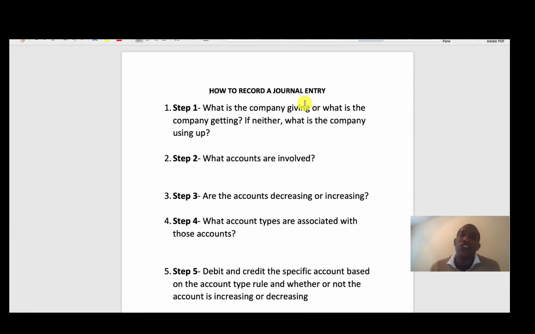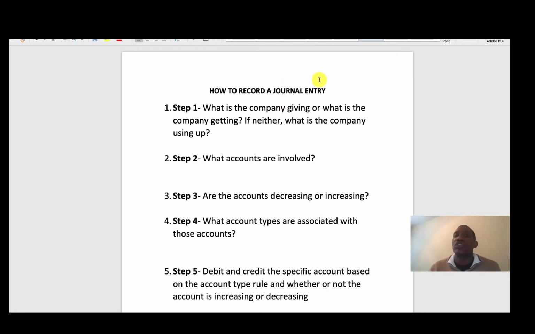Okay, so how do you record a journal entry? First, step one is a journal entry is based on a transaction. So what a journal entry is, you go into the store and you buy something. You would just say, okay, I bought some candy from the store. Well, an accountant wouldn't do that. An accountant would take that transaction and enter it as a journal entry with a debit to a certain account and a credit to another account, right? So that's how it works.